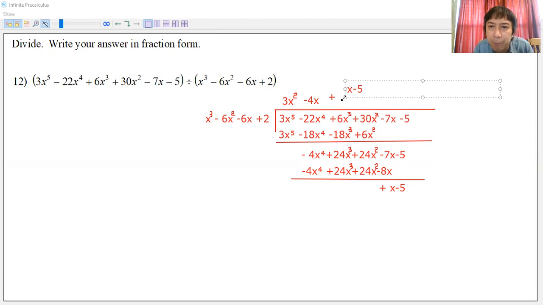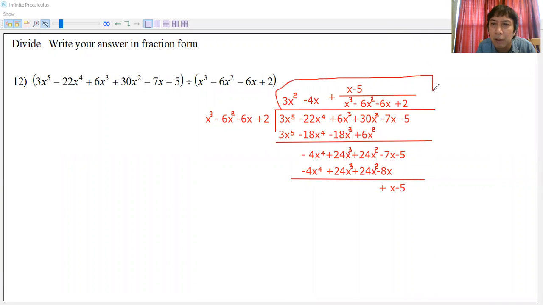And the divisor will be at the bottom. So this is x cubed minus 6x squared minus 6x plus 2. Of course, this is 3, and this is 2. There. And of course the division line for the fraction. And this must be our quotient. That's our quotient. This is our remainder.